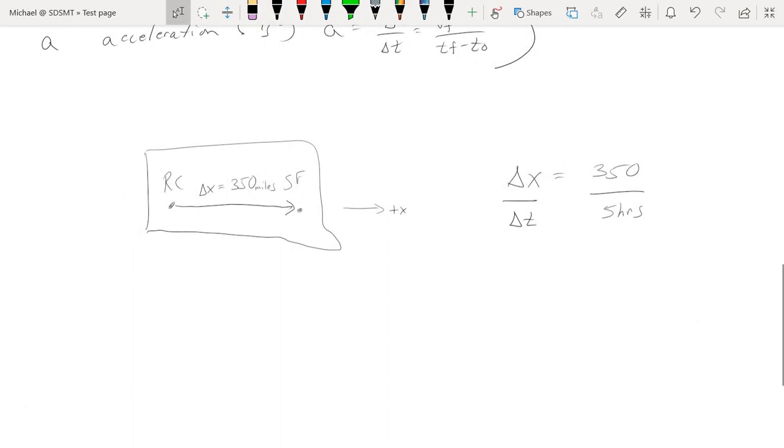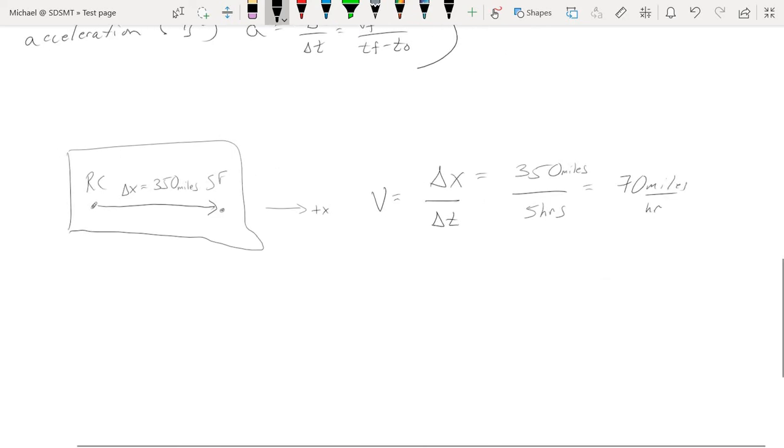Well, change in position over change in time, that's velocity. So what we have here is 350 miles per 5 hours. That works out to be 70 miles per hour. So that was your velocity. But was that your velocity for the entire trip? And the answer is probably no.